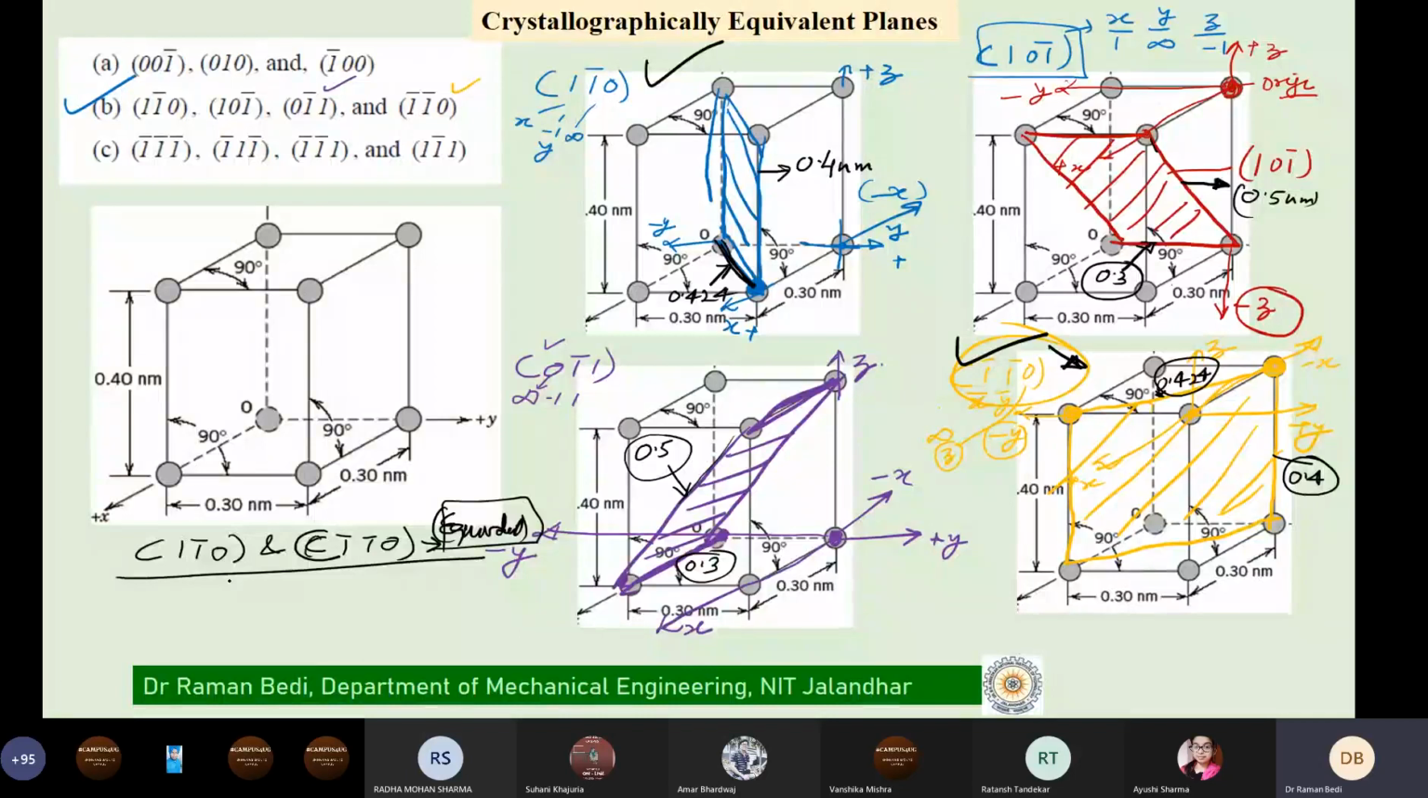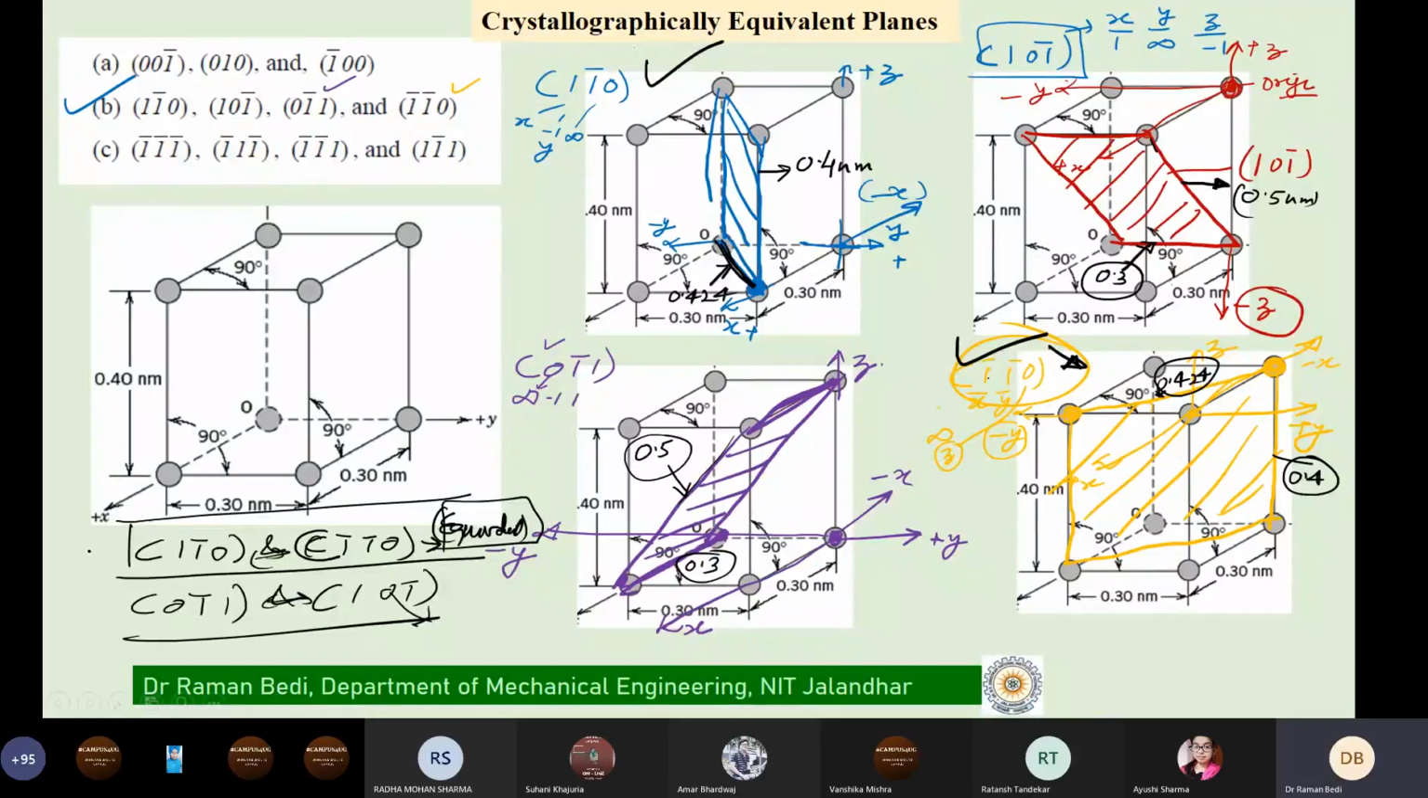The other two are also equivalent, but they are in a different set. So the two sets are not equivalent to each other, but within a set they are equivalent. That is the 1 bar 0 that we drew here, and the last one, 1 bar 0, they are equivalent. The rest two that we see here are 0 1 bar 1, and the one which we left is 1 0 1 bar. They are equivalent to each other.